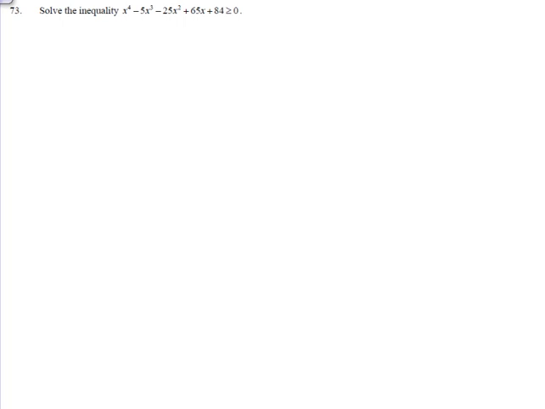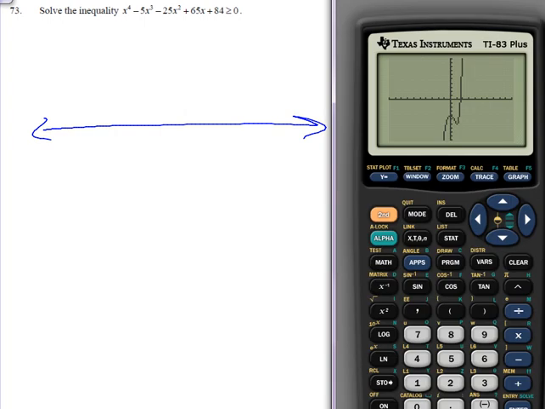73. Solve the inequality x to the 4th minus 5x cubed minus 25x squared plus 65x plus 84 is greater than 0. So from here, we can clearly see I can't factor this. I don't know how to factor this, so I can't get my zeros. So that's ultimately what I want to know, when this is greater than 0. So what I can do is get a line, and then I'm going to graph this in the calculator and use that to find my zeros.